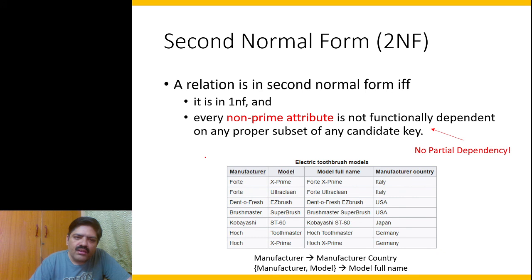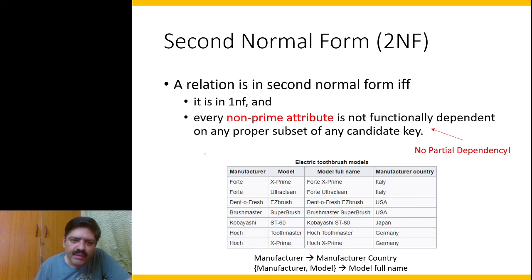Let's move on to second normal form. A relation is in second normal form if and only if it is in the first normal form and there is no partial dependency. So what is a partial dependency? Let's take this example.